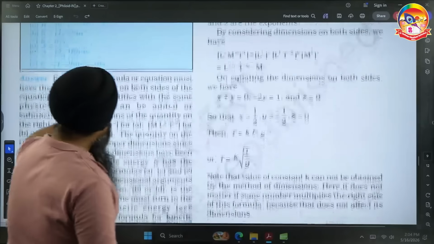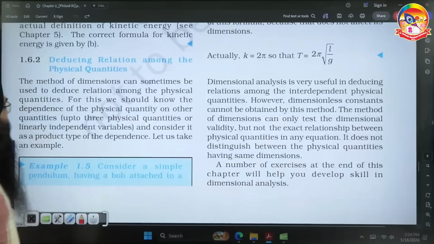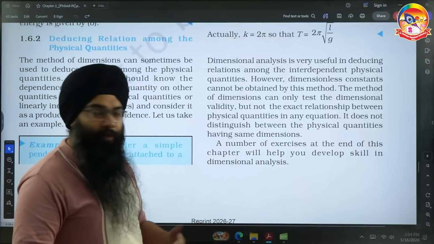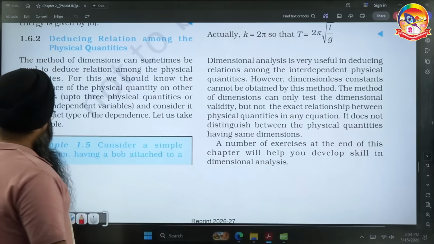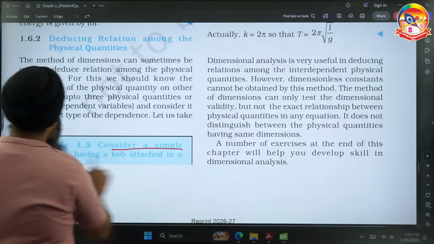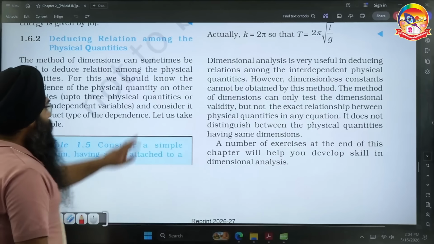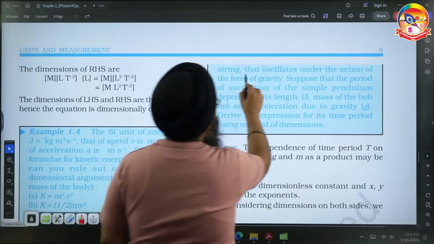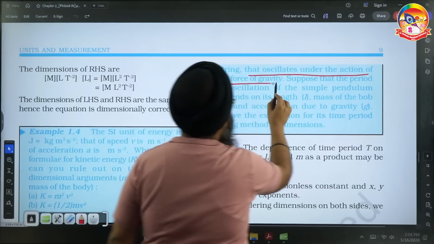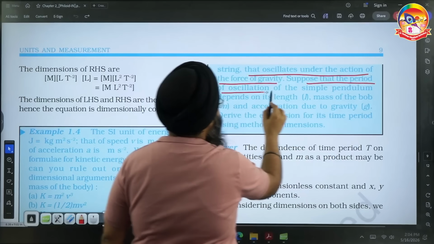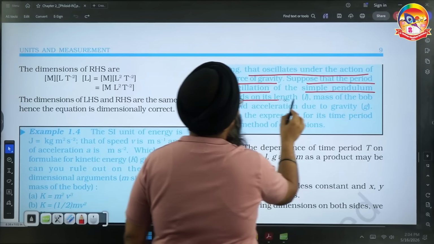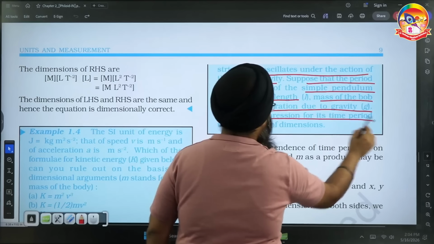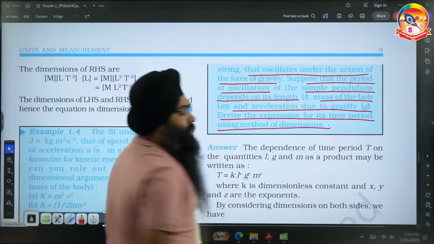Okay. So this is one of the applications. Let me look at the next application, deducing the relation among the physical quantities. So I will explain this with the help of an example only. Please read it. Consider a simple pendulum having a bob attached to a string that oscillates under the action of the force of gravity. Suppose that the period of oscillation of the simple pendulum depends on its length, mass of the bob and acceleration due to gravity. Derive the expression for its time period using the method of dimensions.